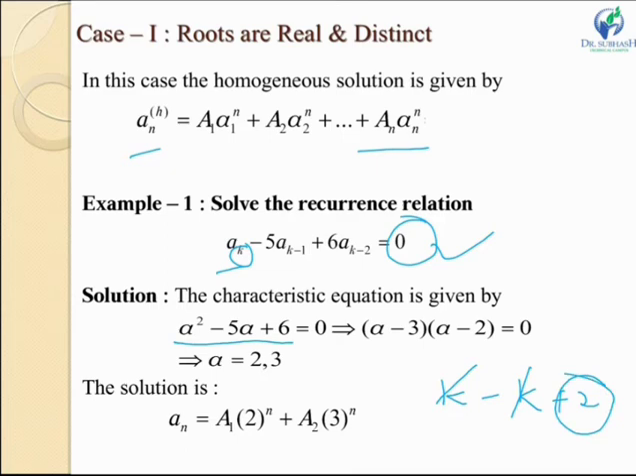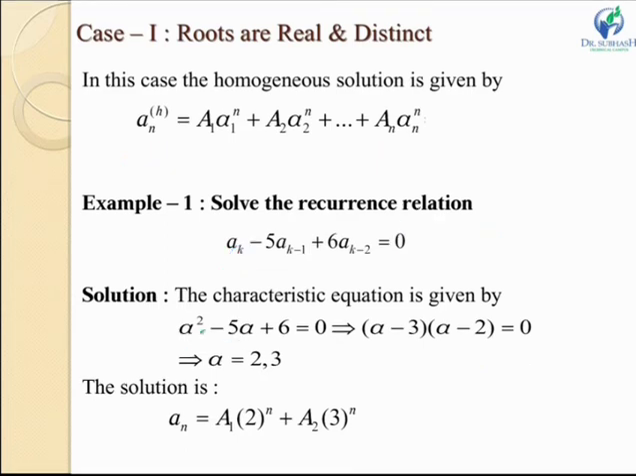So the highest power of alpha will be 2. So alpha square minus 5 alpha plus 6 equal to 0. By the splitting the middle term process, we get (alpha minus 3)(alpha minus 2) equal to 0. We can also find this in this way.